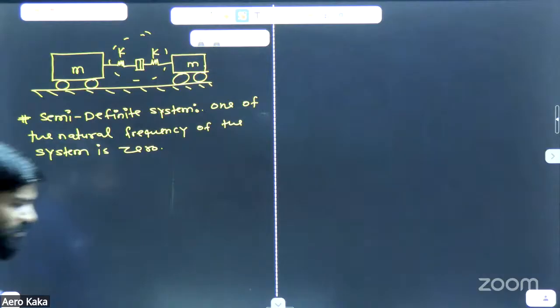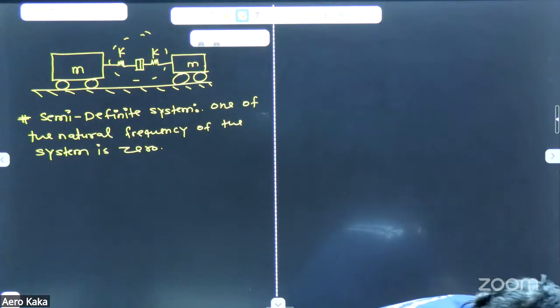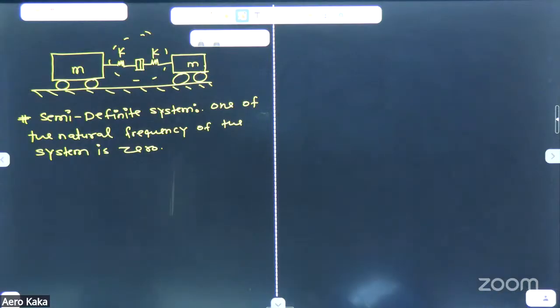Okay, find out what the natural frequencies of this system are. Take your time. I'm not going to solve it. I really want to hear from you guys. Take your time.